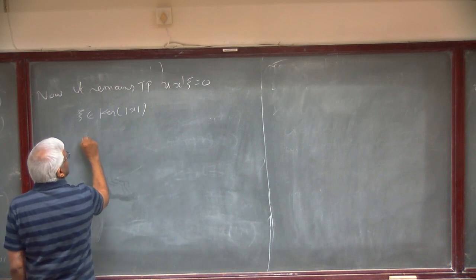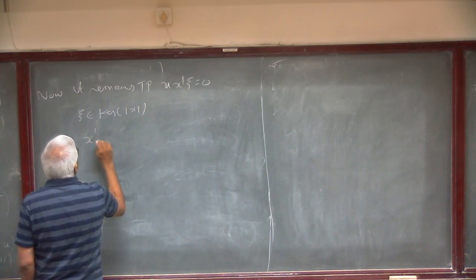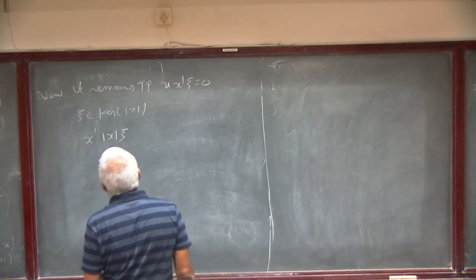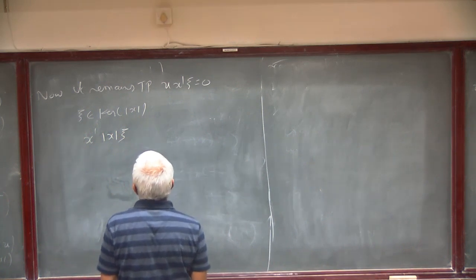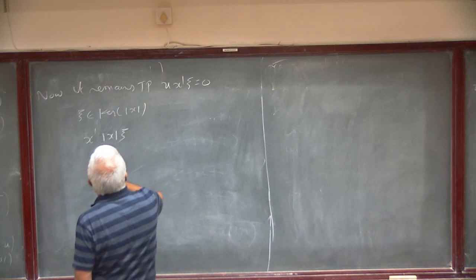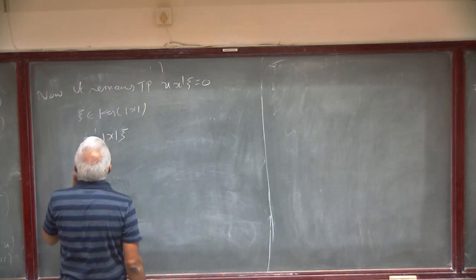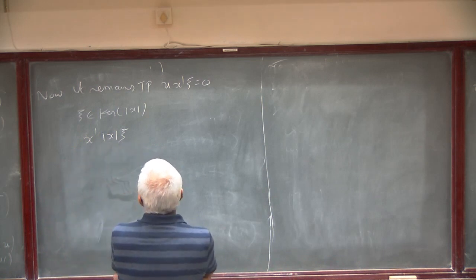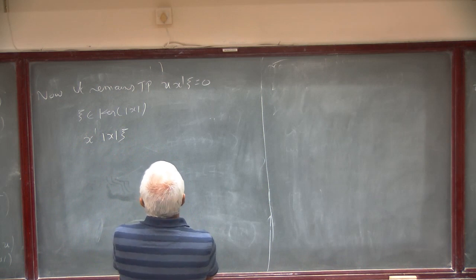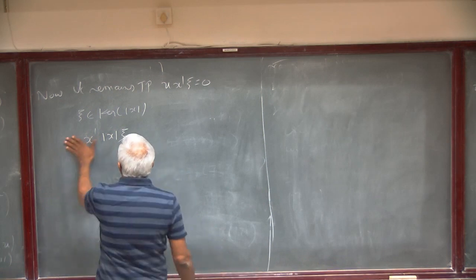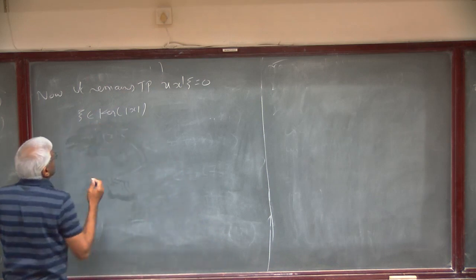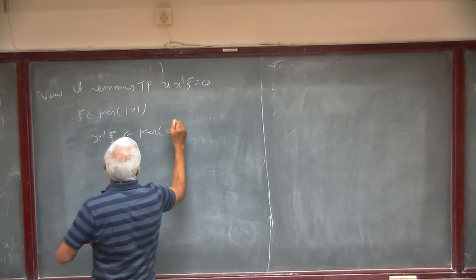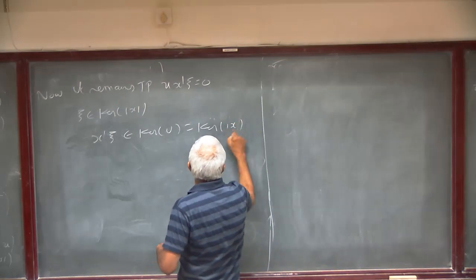Now xi is in the kernel of mod x, then x prime of mod xi. Mod x prime of u x prime equal to 0, that's what you have to prove. So if xi is in the kernel of mod x, we claim that x prime xi is also in the kernel of u, which is equal to the kernel of mod x. That's what you have to prove, right?